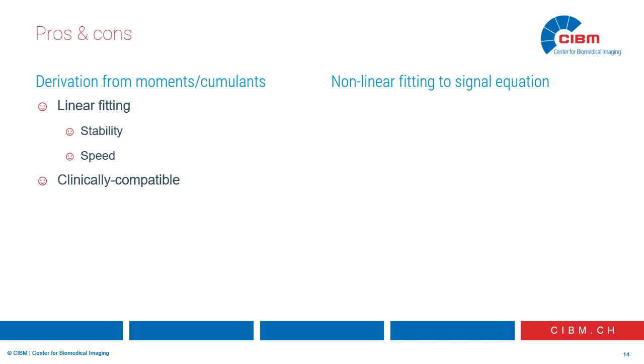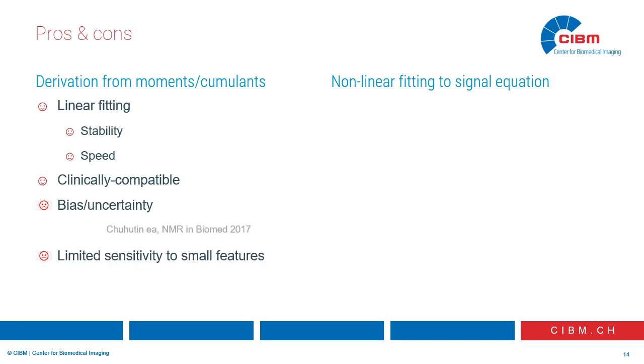If we go for the derivation of the model parameters based on signal moments, this implies linear fitting for the estimation of the diffusion and kurtosis tensors. So this is, of course, a much more stable fit, and it's also faster computationally. And because it relies on intermediate b values, all these protocols are clinically compatible. So then this also makes the biophysical model applicable to the clinic.